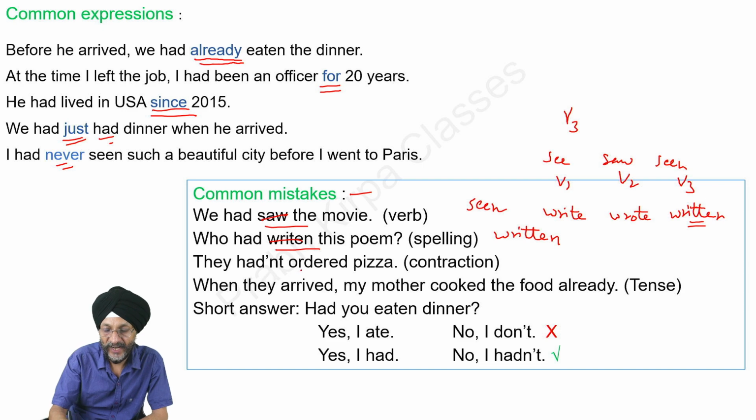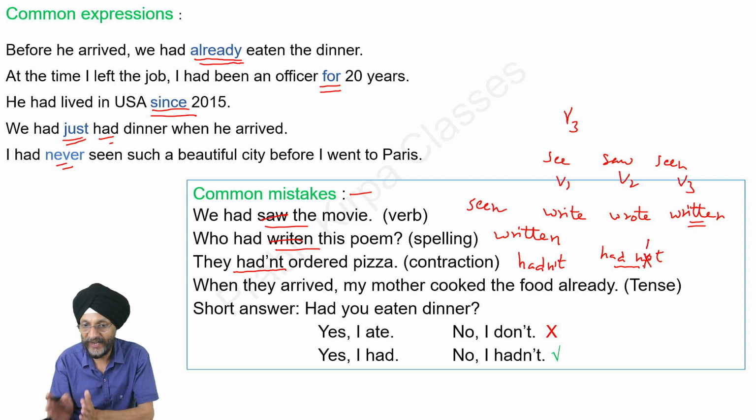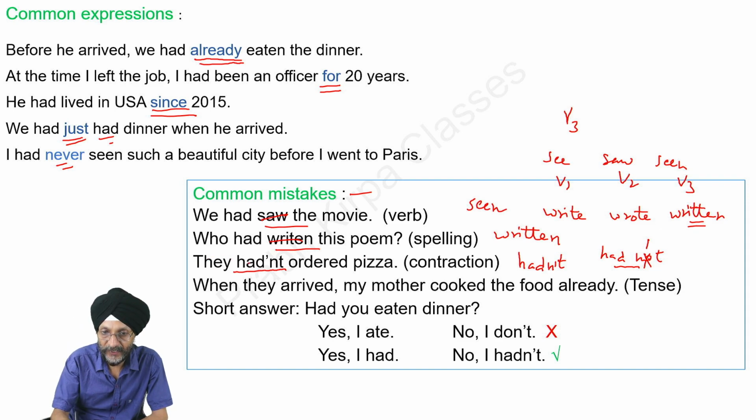Then comes they hadn't ordered pizza. Here you will see that the contraction has been mentioned in the wrong form. The exact contraction of had not is hadn't. In case of had not, we have to remove the O, and in that place we have to put an apostrophe, and no space has to be left between had and not. So we have to write they hadn't, and hadn't has to be written in this way.